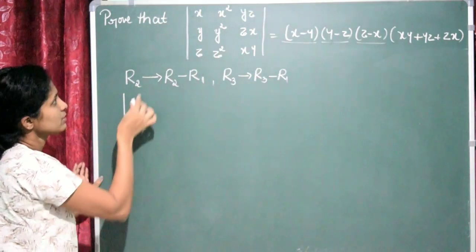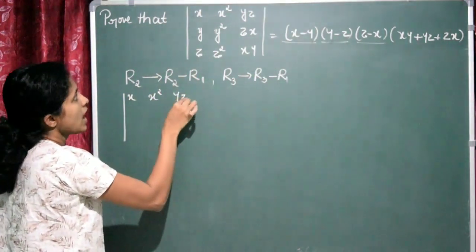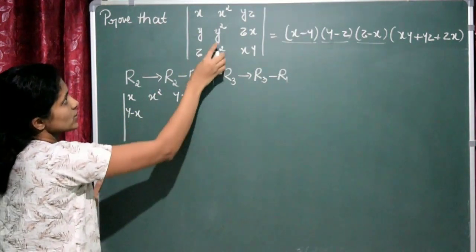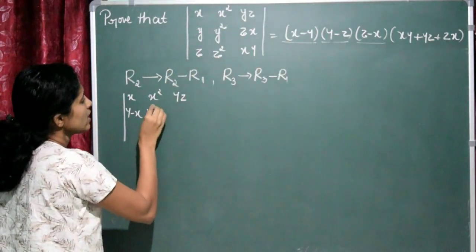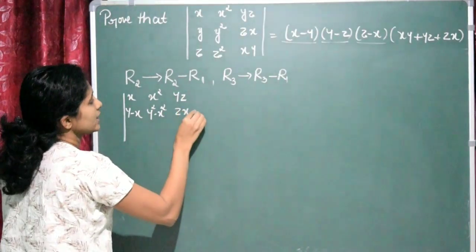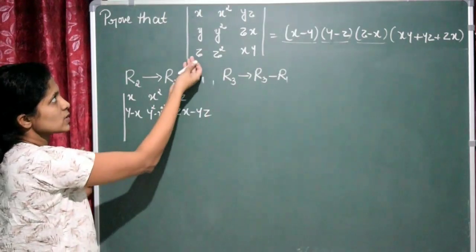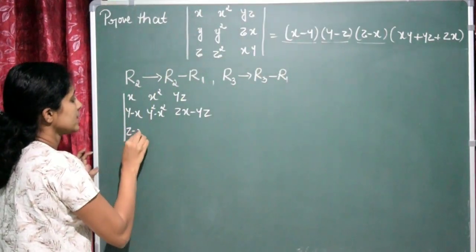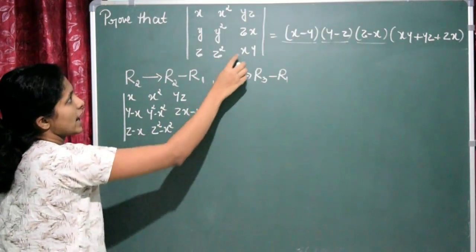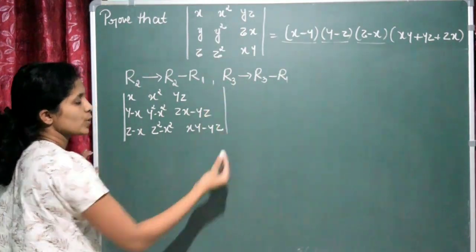So this is now the determinant of: first row same, x square and yz. R2 minus R1, so this will be now y minus x, right? So this is now y square minus x square, and next will be zx minus yz. R3 changes to R3 minus R1, so this will be now z minus x. Next term is z square minus x square, and this is xy minus yz, right? What can we do next?